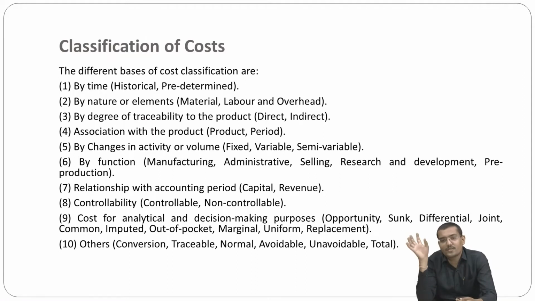Then other costs are there, that is conversion, traceable, normal, avoidable, unavoidable and total cost. So these are the classifications of cost in cost accounting. So these 10 classifications are important. And when you have knowledge of this classification of cost, at that point, my dear friends, you are able to ascertain or classify the cost in an easy manner.